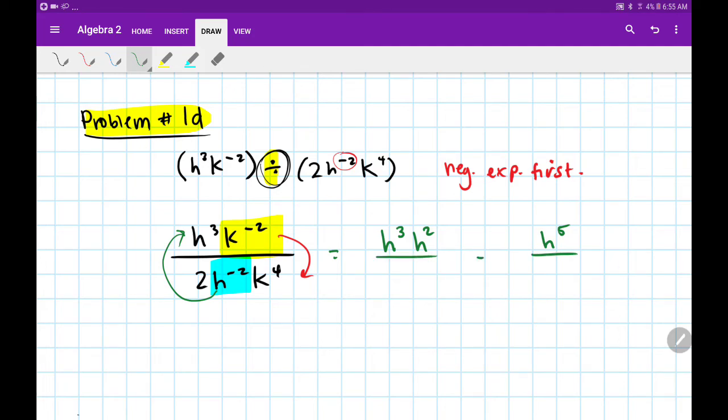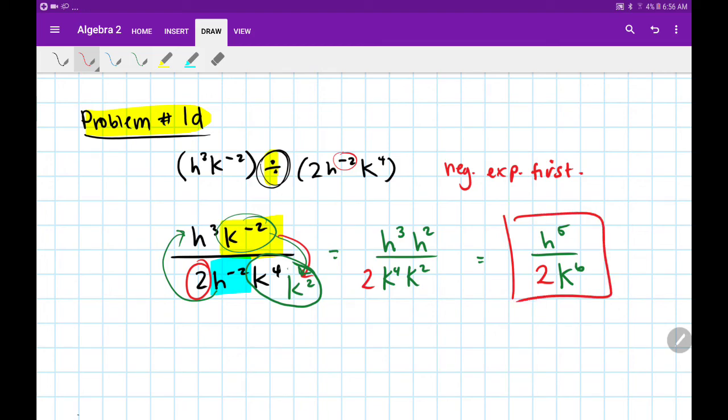I'm just skipping ahead a little bit. Let's see what happens now. I have k to the negative 2, but it goes to the bottom as k squared, like this little ghost right here. But it's joining 4 other k's. So you can write k to the 4 k squared, or you can immediately just join them as k to the 6th. And then don't forget we have this 2 in the denominator that just stays. So 2 down here, 2 over here. And that's our final answer.